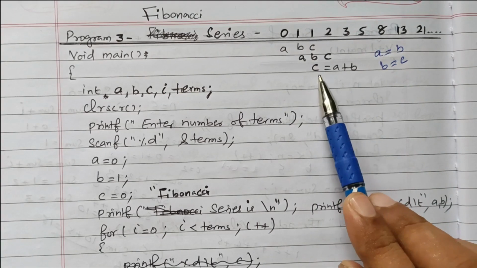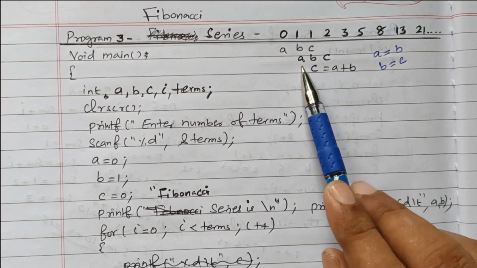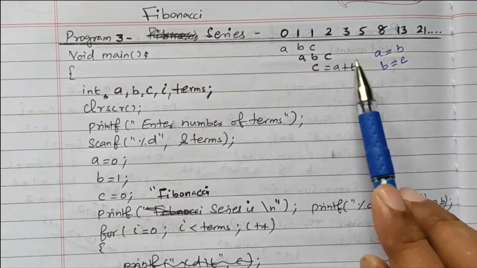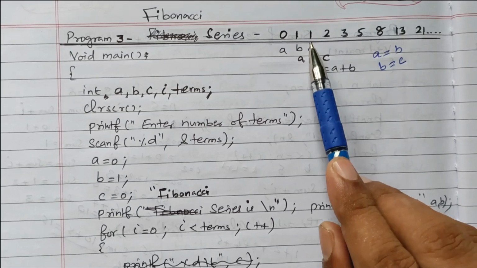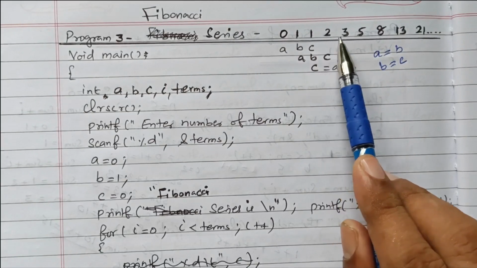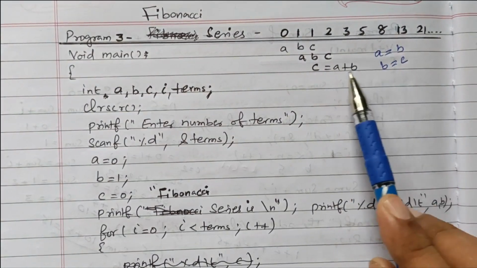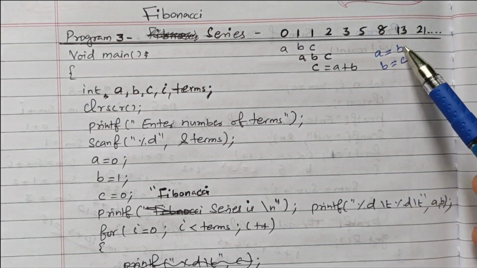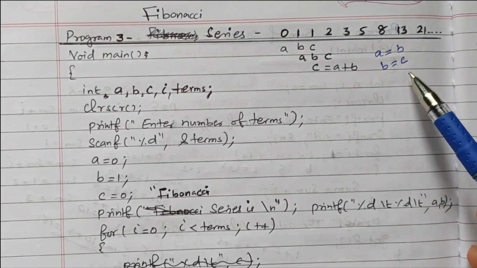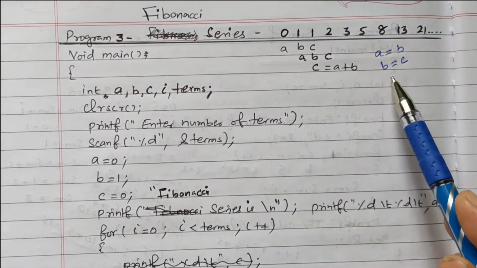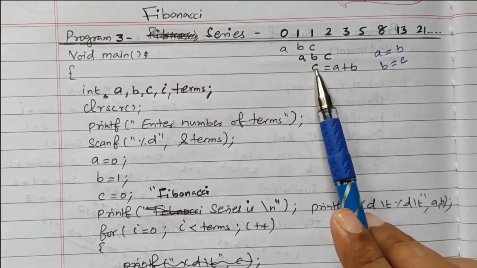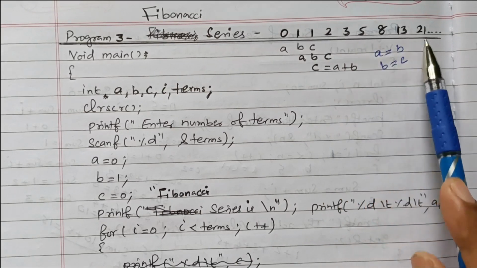Again we execute C equal to A plus B. What is A? 1. What is B? Also 1. So 1 plus 1, 2. Then again we need to shift: this is A, this number is B, so C is A plus B, 1 plus 2, 3. By using these statements we can shift the position. B is assigned to A, C is assigned to B, and then C equal to A plus B. The positions are shifted one by one, and then we add the values. So this is the logic behind the Fibonacci series.